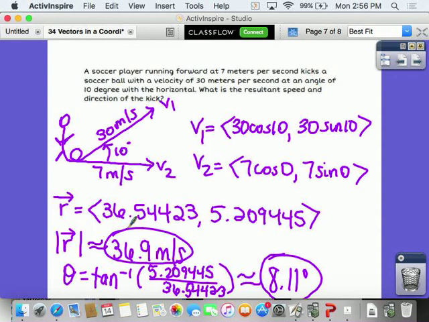Units respectively for your magnitude and your angle for the direction of the soccer ball to be kicked? Okay, good.